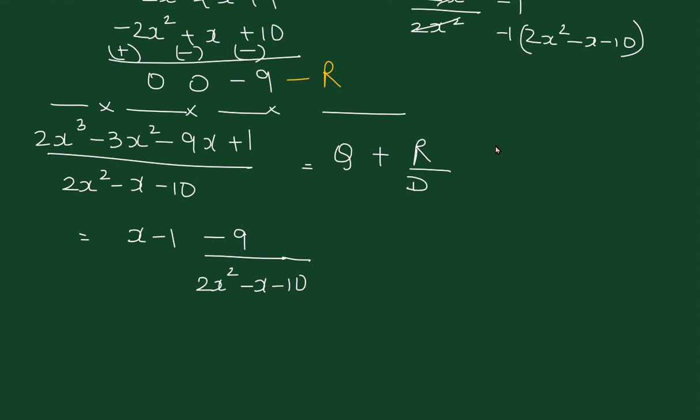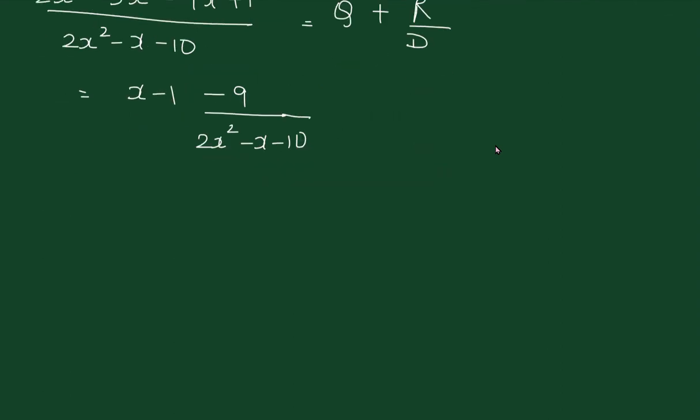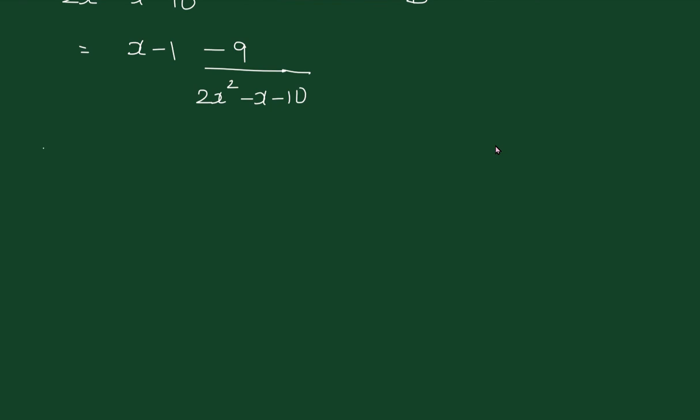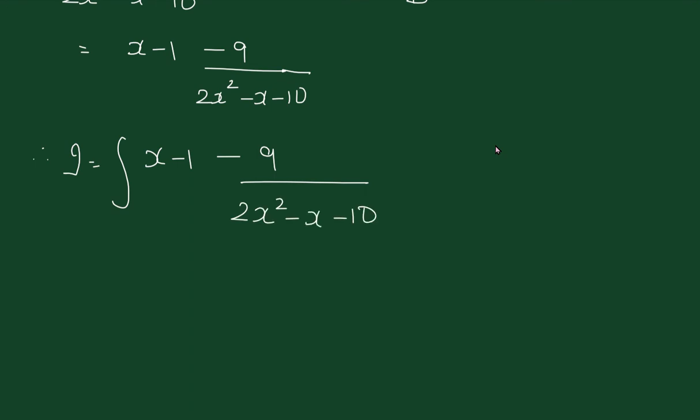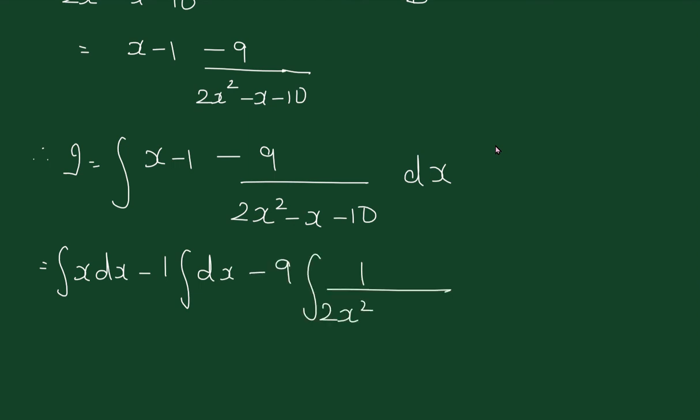So once we do that, we write the fraction this way, and then we get the integral. Now the integral changes. The question becomes integral of x minus 1 minus 9 upon 2x square minus x minus 10 dx. So we separate the integrals. We get integral of x dx minus integral of dx, minus 9 times the integral of 1 upon 2x square minus x minus 10 dx.